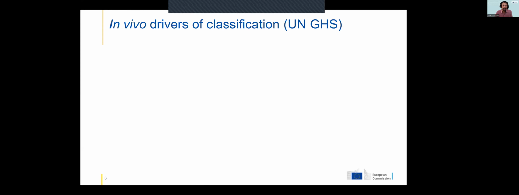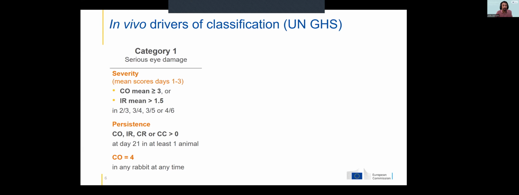So we named these different criteria as drivers of classification. GHS has 11 drivers of classification in total, and we describe them in this first publication of 2014. So for category 1, they are corneal opacity mean equal or above 3, and iritis mean higher than 1.5, for immediate severity appearing during the first 3 observation days in at least 60% of the animals.